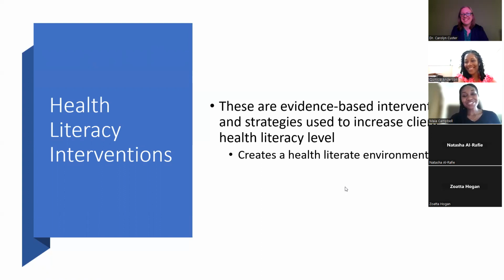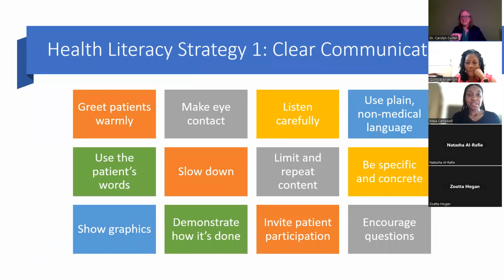So health literacy interventions. These are evidence-based interventions and strategies that can be used to increase the client or patient's health literacy levels. And they do help create a more health literate environment. So strategy number 1 is clear communication. Greet the patient warmly when they arrive to the office, and use the patient's words. We'll dive into that a little later, but that takes active listening: listening to what the patient is saying and repeating those words back to them.